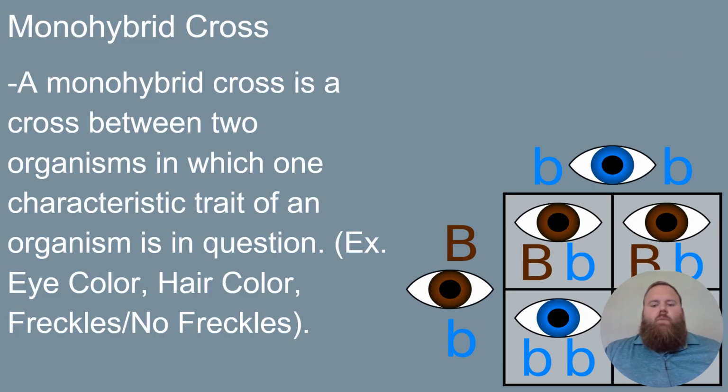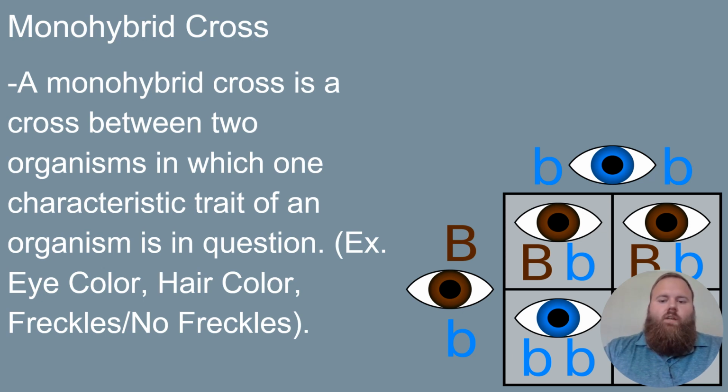So what is a monohybrid cross? A monohybrid cross is a cross between two organisms, two parents, in which one characteristic trait of an organism is in question. For example, we're looking at eye color, hair color, freckles, and or no freckles. So we're only questioning one thing.